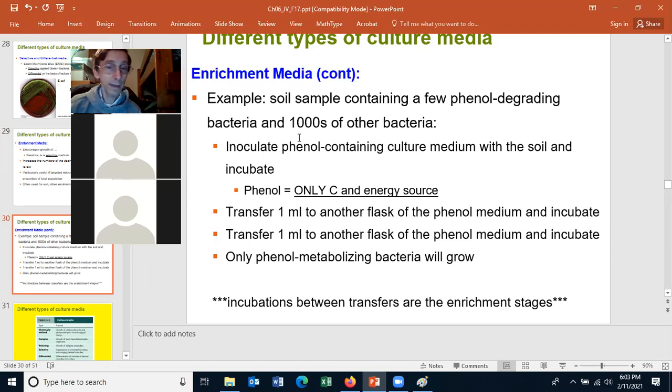It might be you'd need to take 1 ml from the enrichment media and put it into a new flask of enrichment media, and might even transfer it each time.